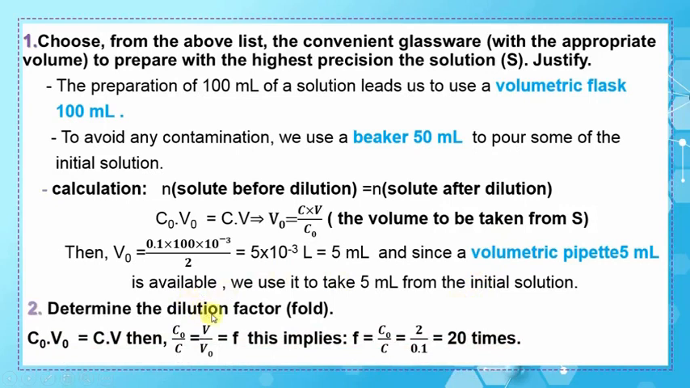Second, determine the dilution factor. The same relation must be used. C0 times V0 equals C times V. Then we have to make the ratios. C0 over C equals V over V0 equals F. This implies that F equals C0 over C, 2 over 0.1, equals 20 times. So the solution has been diluted 20 times.